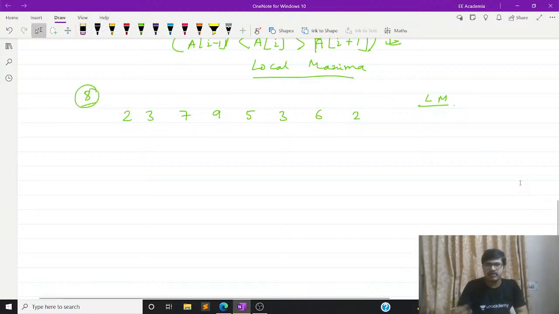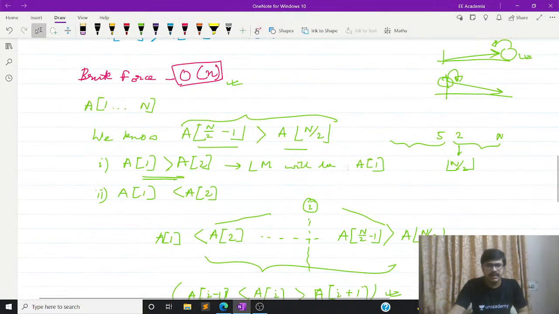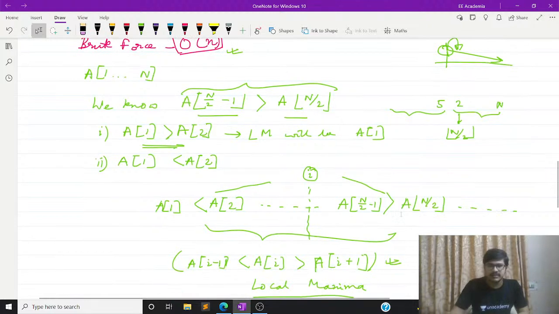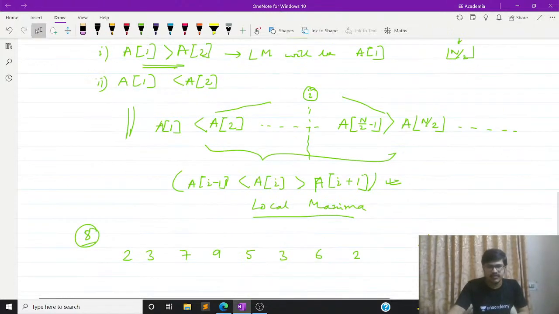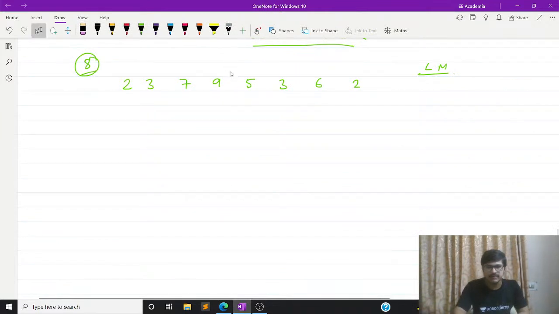So the idea is that we divide the array in two parts, the first one and the second part. Just like division in binary search, we divide the array in two halves. So if I divide the array in two halves here, now I want to find the local maximum. So I check the middle element. The middle element I can say as 5 in this case, let's say. You can take 9 also, no issues.